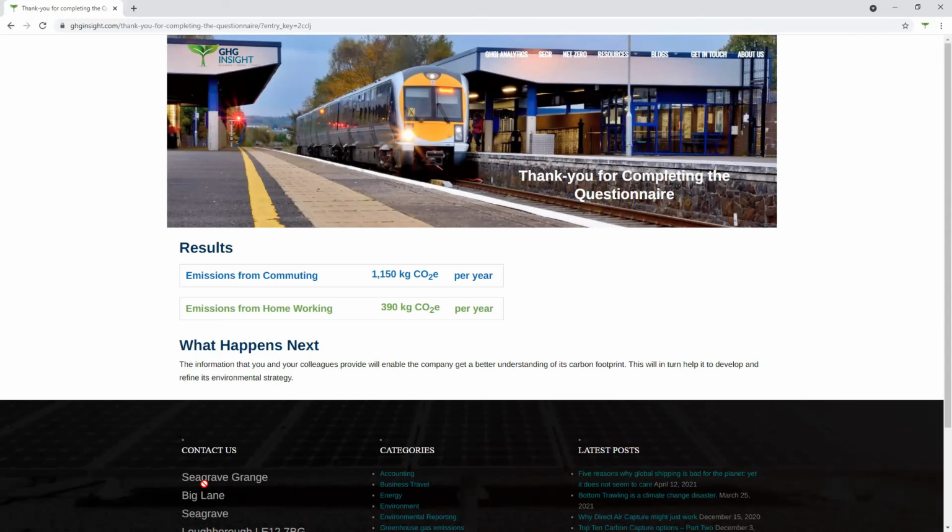Here you can see that commuting resulted in 1,150 kilograms of CO2 equivalent per year, over a metric ton. Emissions from home working resulted in 390 kilograms of CO2 equivalent per year, the bulk of which is related to turning on the heating when the weather was cold.